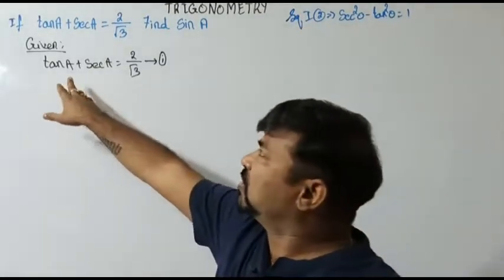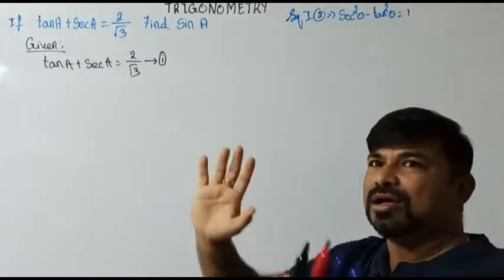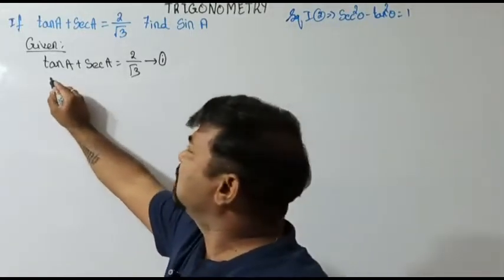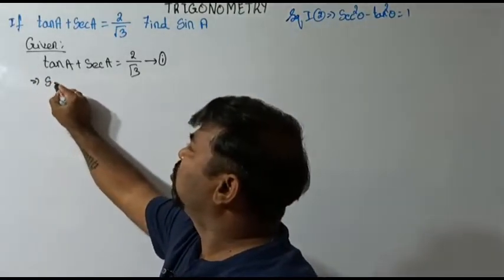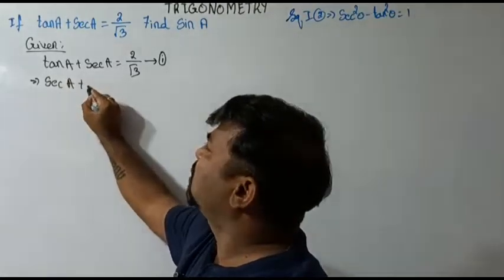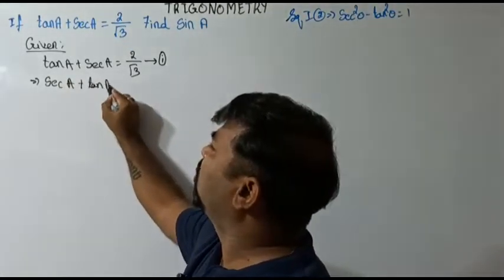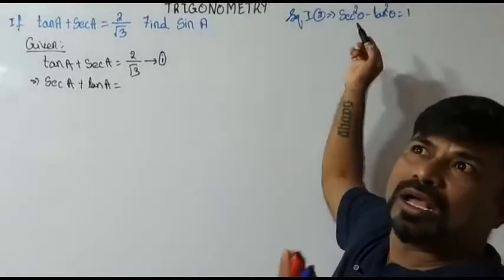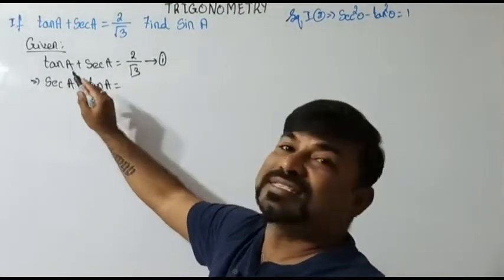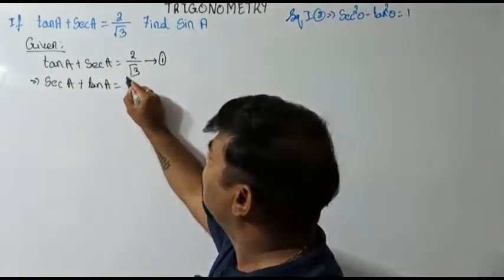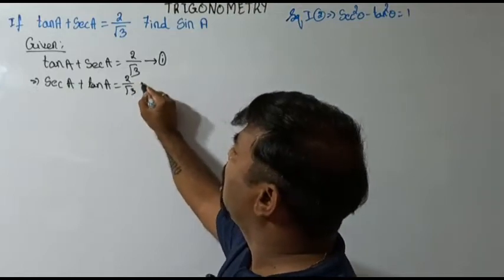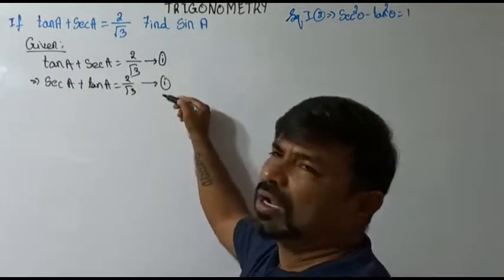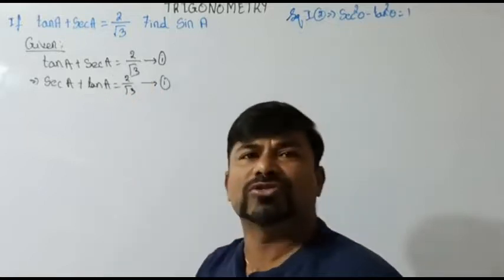The given question is tan theta plus secant theta. Wantedly I changed it as secant A plus tan A. Why? Because when I am planning to use the second square identity, definitely we need secant first. Therefore I made it so, and this is nothing but 2 by root 3. I like to call this equation 1. Never mind, the same thing, equation 1.